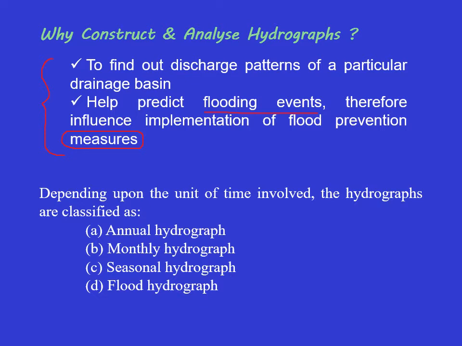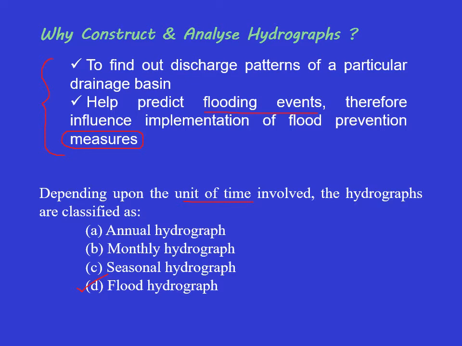Now, depending upon the time unit, hydrographs can be classified into four types, as I already told you. The first one is the annual hydrograph, where the discharge is considered in a yearly cycle. The second one is the monthly hydrograph, where discharge is measured in a monthly cycle. The third one is seasonal, where the season is considered, and the fourth one is the flood hydrograph.